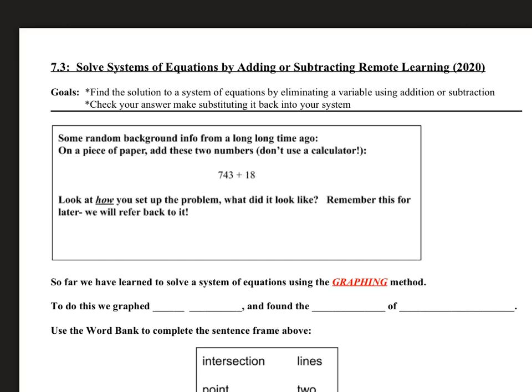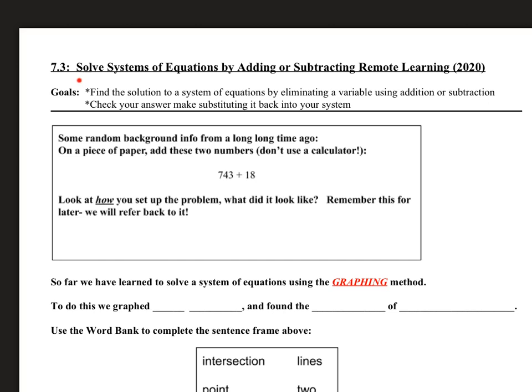It is Sunday, April 5th, and I'm about to record a 7.3 notes walkthrough about solving systems of equations using addition or subtraction. We're designing this learning specifically for our remote learning situation in the year 2020, and I hope that this makes sense. But feel free to check in with your math teacher in the Zoom check-in hours if you have any questions, and keep track as you go if anything stands out as something that you're not sure about.